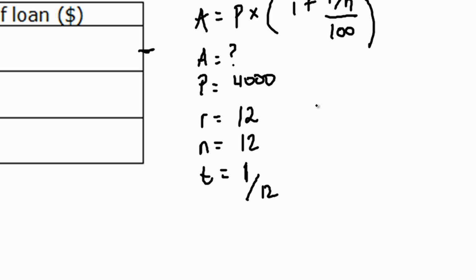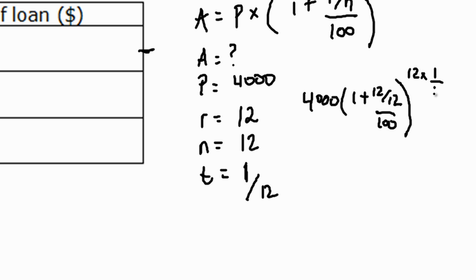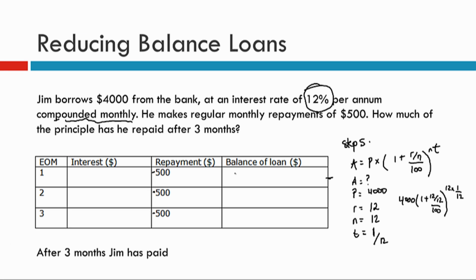So we'll put it into the formula. It's going to be a little bit squashy, but we'll try and work it out. 4,000 times 1 plus R being 12 divided by 12, all divided by 100. And then N is 12, and then T is 1 divided by 12. Now that 12 divided by 12 divided by 100, you could have just put 1 divided by 100, and the 12 times 1 divided by 12 just equals 1. But it doesn't matter. When we use our calculator, we work out the A, which ends up being $4,040.